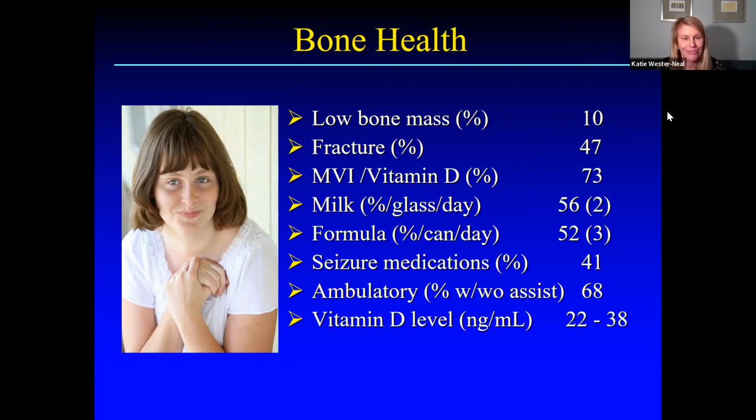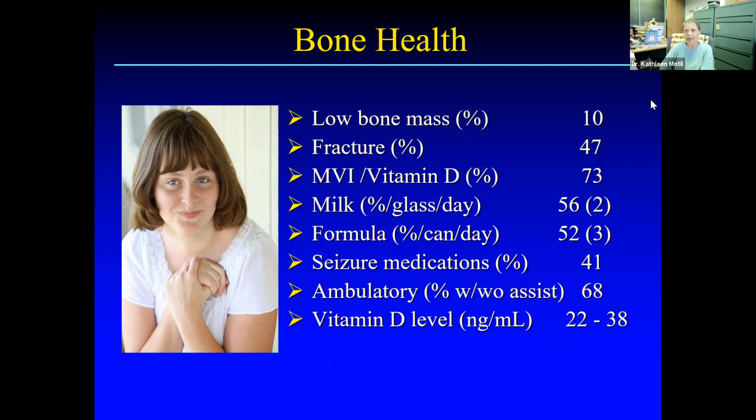Oh, and I'm sorry, I forgot to put this one in. We did do some queries about bone health. We know that about 10% of our children with MECP2 duplication have low bone mass. We know that nearly half of them have had a fracture in the past. Three-quarters of the children take vitamins that include vitamin D, and I'll get back to this later because vitamin D does become very important.